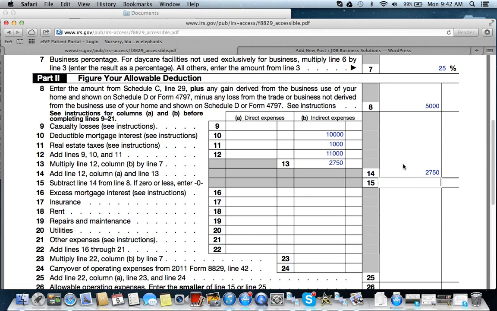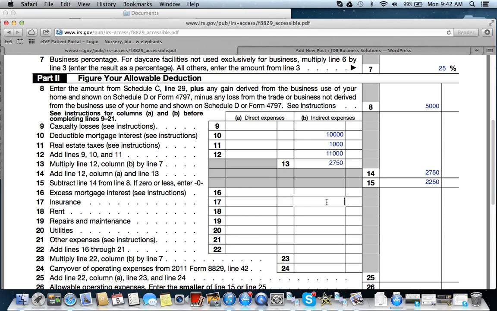Okay? Line 15, you're going to subtract line 14, which is your $2,750, the amount of your indirect expenses you can take, and you're going to subtract that from line 8, which is your profit. So they want to know how much you have left of home office expenses you're allowed to take after this. So here that would be $2,250. So that's, again, just how much you have left to take. Excess mortgage interest, don't worry about that.